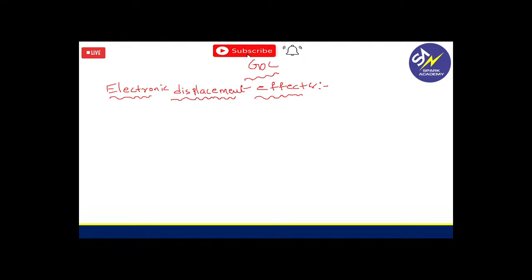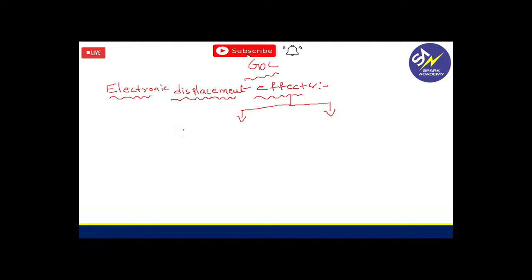These effects are useful to know where electron density is maximum and where electron density is minimum in a given organic compound. Again, these electronic displacement effects are classified into two types.